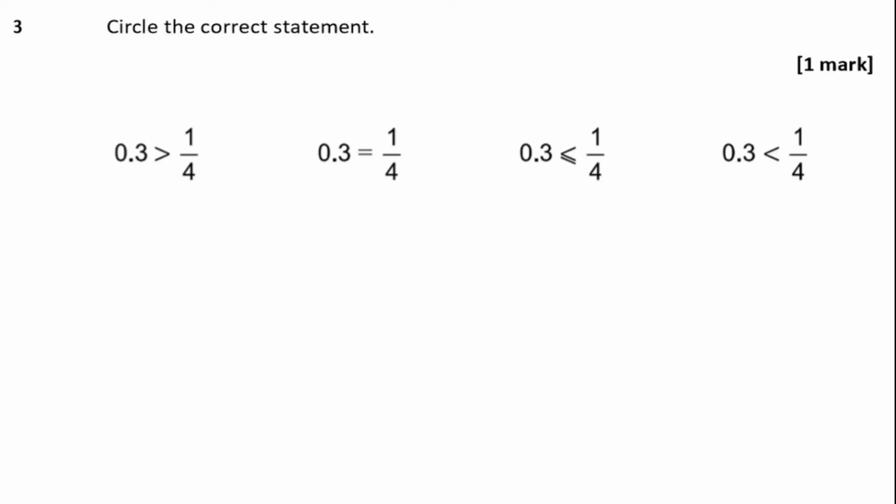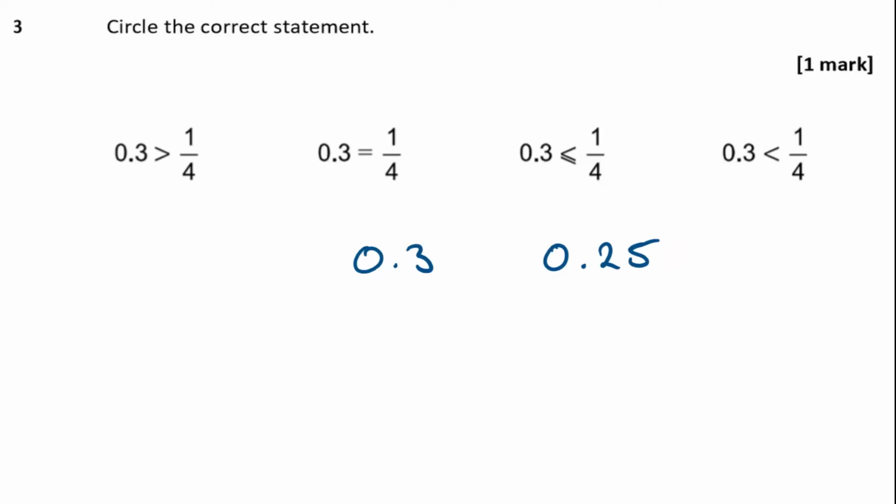Question 3, circle the correct statement, and I've got 4 different statements here, all involving 0.3 and a quarter, trying to work out which one is bigger. Now, in order to do that easily, probably the easiest thing to do is just to convert 1/4 into a decimal first. You know what 1/4 is? I kind of just remember it's 0.25. So if you think about a half is 0.5, you half it again, you're going to get a quarter. It's 0.25.